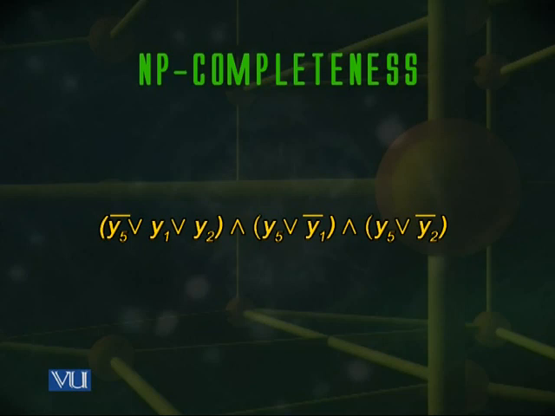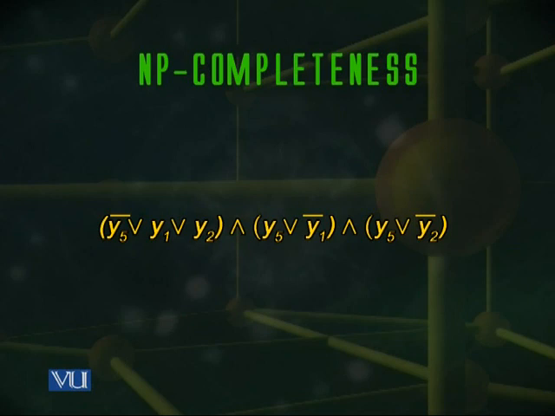Suppose that I set y5 equals false. That would automatically make the first clause true. This would mean I have to worry about making the second and the third clause true. Since y5 is false, therefore I must make y1 false to make the second clause true, and I must make y2 false to make the third clause true. So one way to make this formula true is to give all the variables the assignment false.